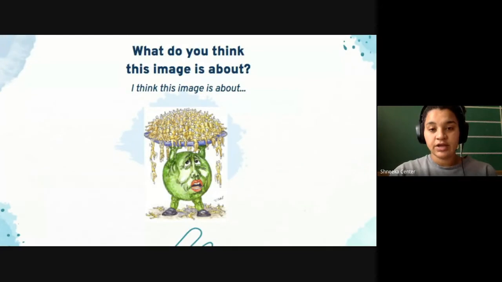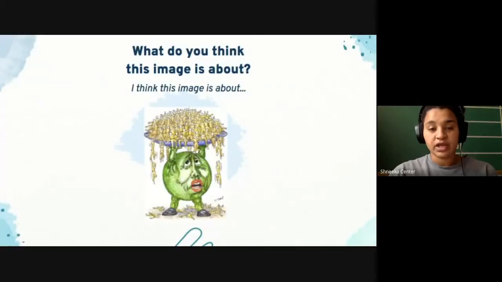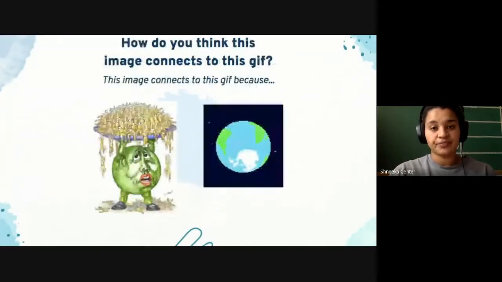The second slide, you're going to write about what you think this image is about. So, I think this image is about blank. You can use any vocabulary words that you may know. You can use any processes you may know. You can reference things that we learned about earlier in the year. Just whatever you think this image is about. There's no right or wrong answer. This is your opinion.